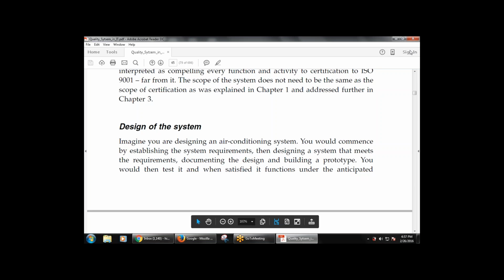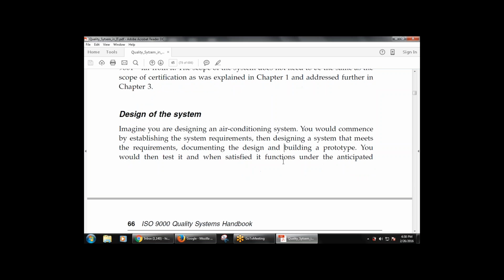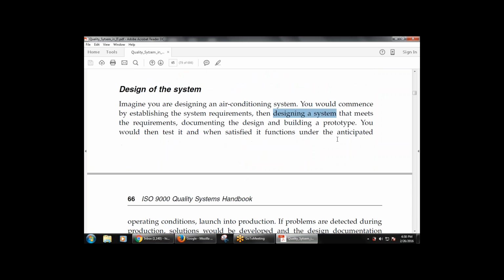So the next part is the designing of the system. One example that is given is the air conditioning system. You would commence by establishing the system requirements, then designing a system that meets the requirements. So first of all, what are the various system requirements? What are the various requirements of the ACs, by which the AC will be generated?